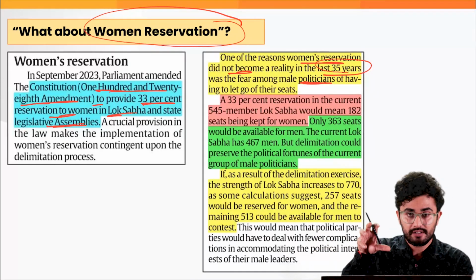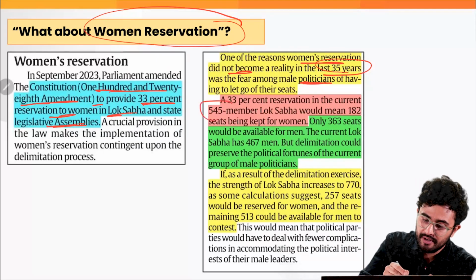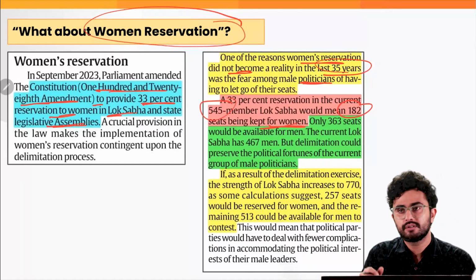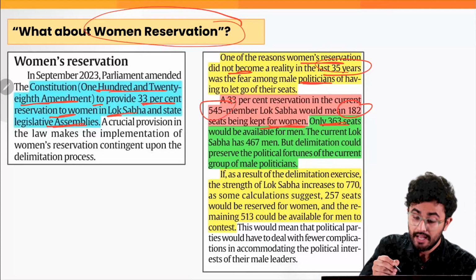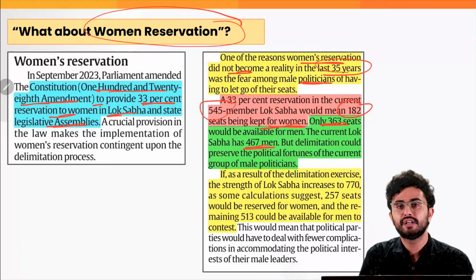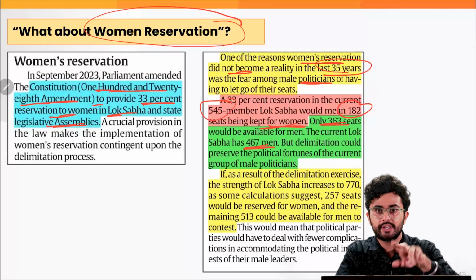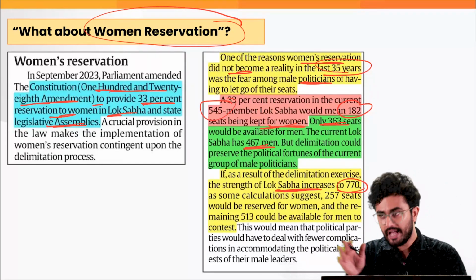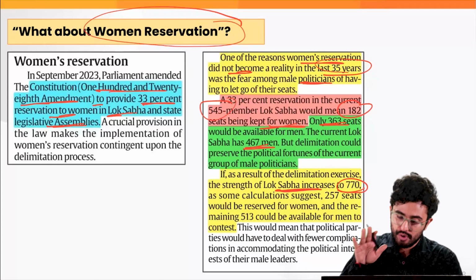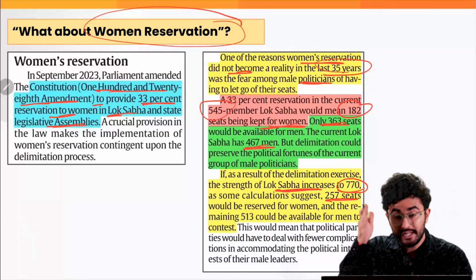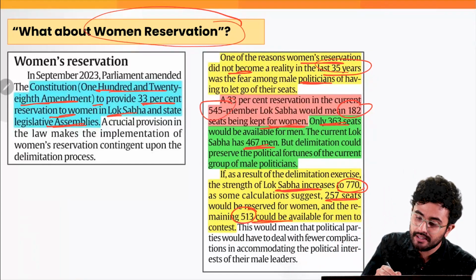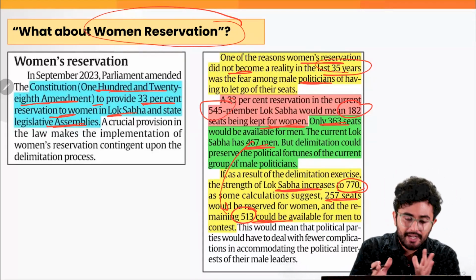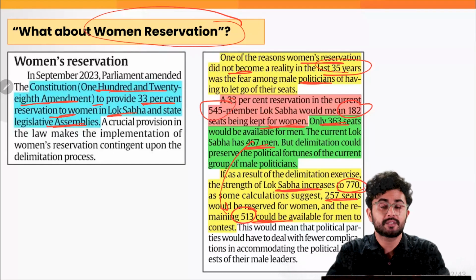So the 33% reservation, if we apply currently in today's time in 545 members of Lok Sabha, 182 seats will be reserved for women. So the male members will only get 363. Currently they have 467 seats. So now what they are going to do, they are going to increase the seats in the Lok Sabha. The strength of Lok Sabha can increase up to 770 as per the current population which we have. So now there will be 257 seats for women, but still the men will have 530. That is much more than what they have now, right? So these are the kind of arguments which have been raised in today's explained section.